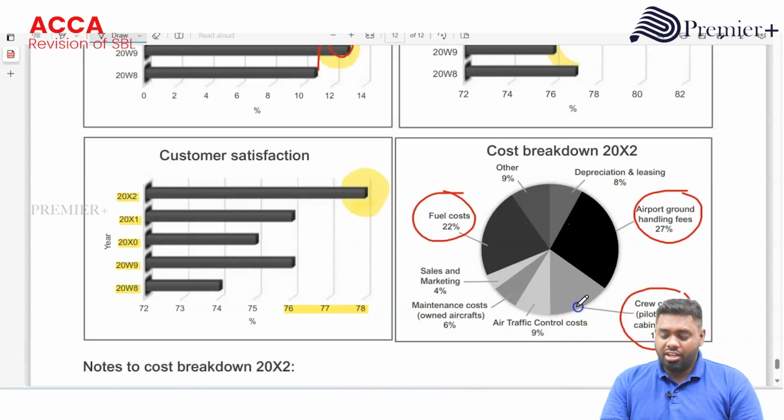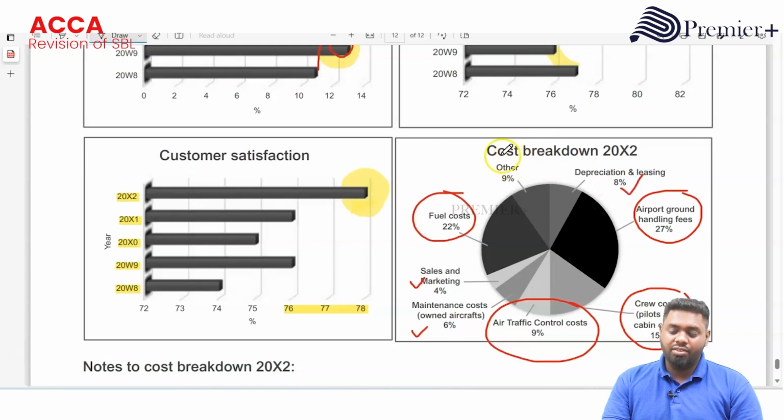On top of that, air traffic control costs are also now direct costs. So 64 plus 9, 73%. The rest: maintenance cost 6%, sales and marketing 4%, depreciation and leasing 8%, and then we have other expenses.